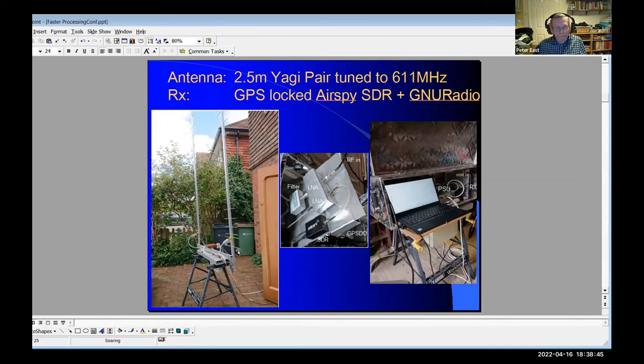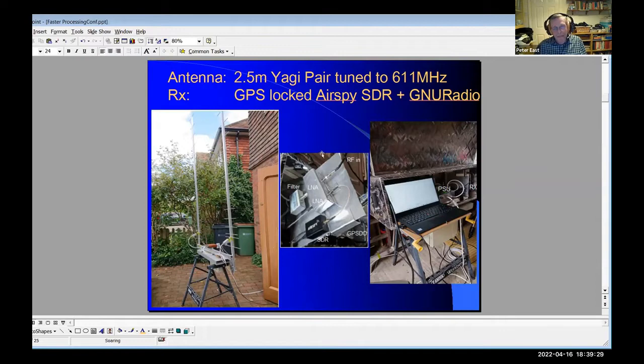So this is my system. It's a pair of Yagis, 2.5 meters long, tuned to the 611 megahertz radio astronomy band. So they're two homemade Yagis. They've got low noise amplifiers directly at the reception point. They both feed into a box, into a sort of lossless combiner. It's got a loss of about 0.1 of a dB. Then it feeds into an amplifier, and then it goes into my garage here.